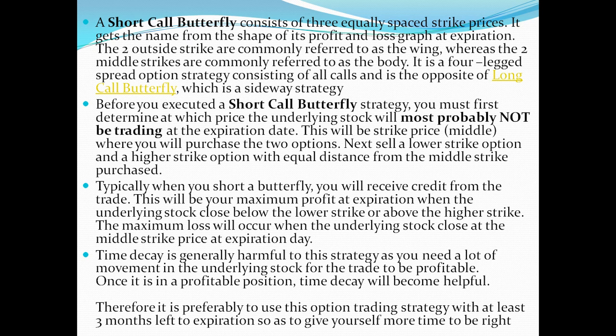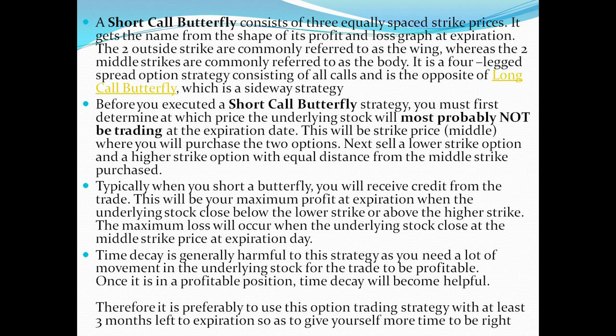Before you execute a short call butterfly strategy, you must determine at which price the underlying stock will most probably not be trading at the expiry date. This will be the middle strike price, where you will purchase the two options. Next, sell a lower strike price option and a higher strike option with equal distance from the middle strike purchase. Typically, when you short a butterfly, you will receive a credit from the trade.